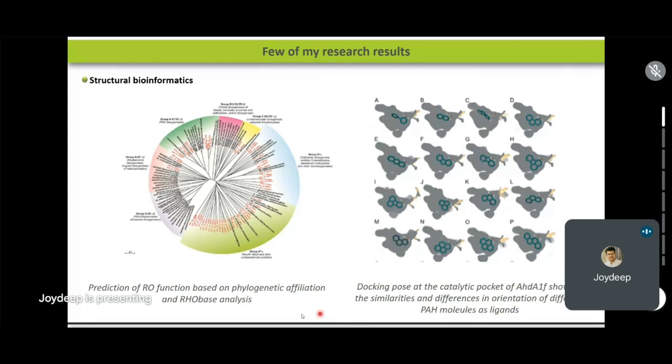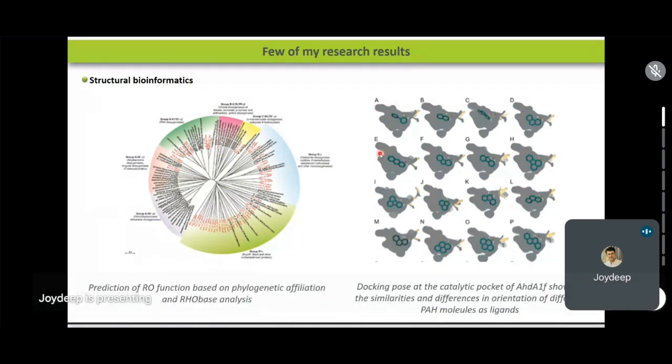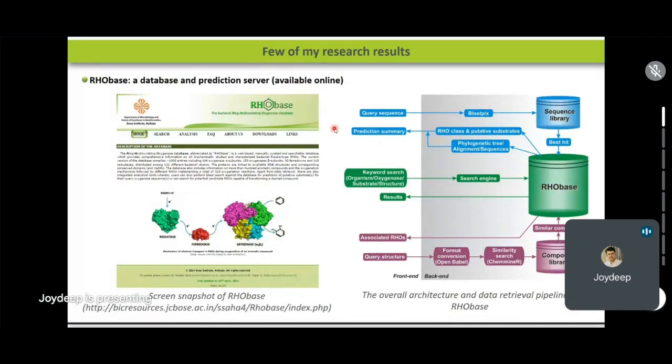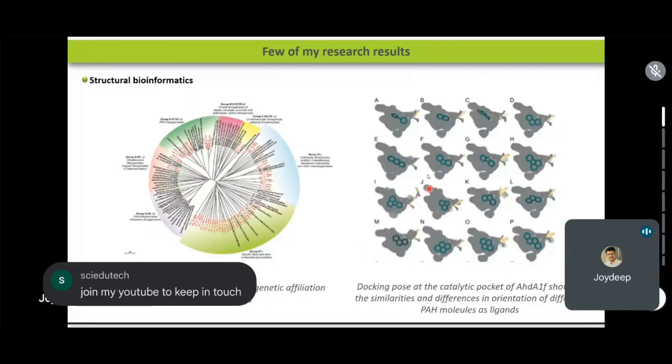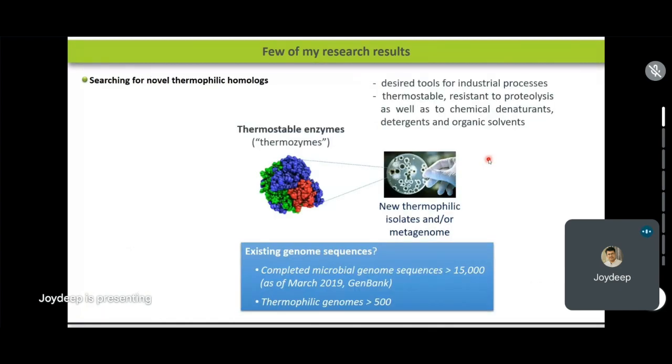Unfortunately, I forgot to mention the citations here. So this is how we now predict different oxygenases based on this database, what their function can be, and accordingly we design our experiments. And then based on our theoretical knowledge, based on the database, we design experiments and go into degradation studies.